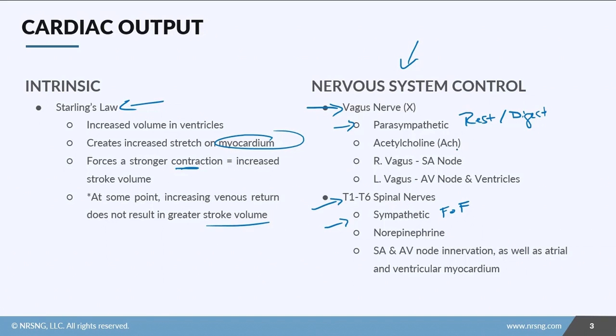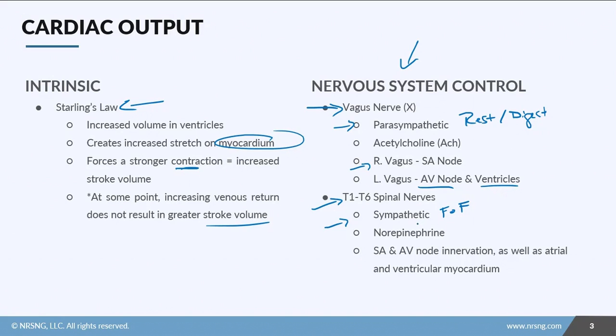And when we look at these two, we've got two different types of neurotransmitters that are going to stimulate the response. So when we're talking about parasympathetic, this is acetylcholine. And what acetylcholine does is it's going to be responsible for pushing out those action potentials at a certain rate. The innervations here are from the right vagus nerve into the SA node, and then the left vagus input is going to be to the atrioventricular node and to the ventricles.